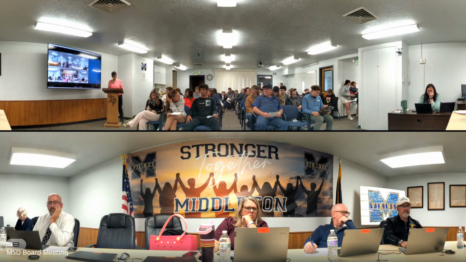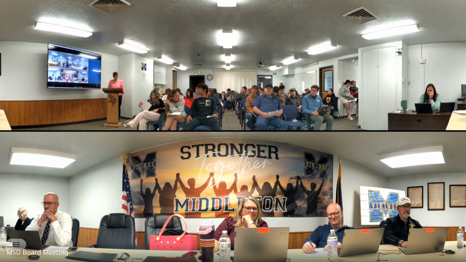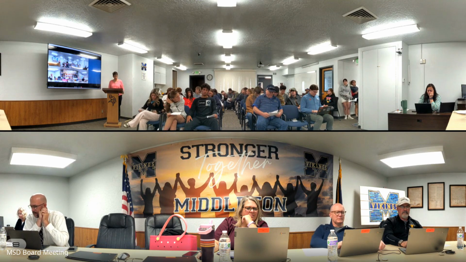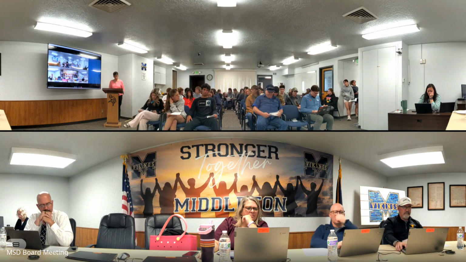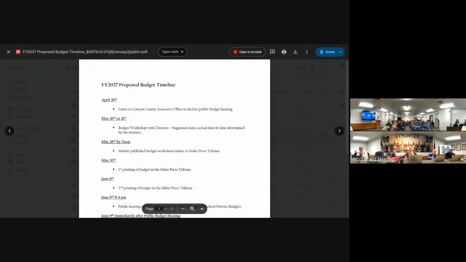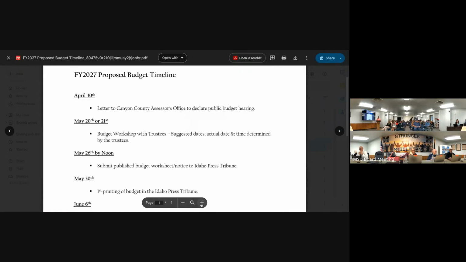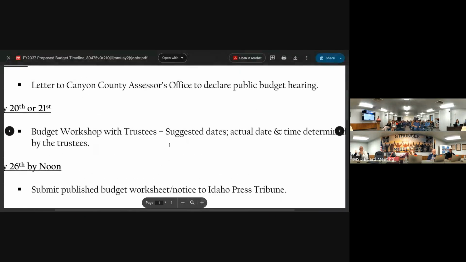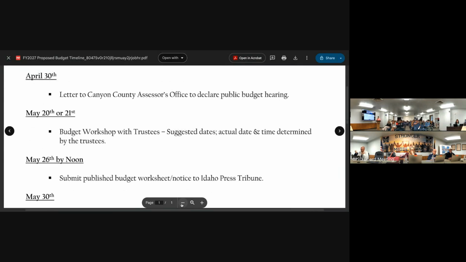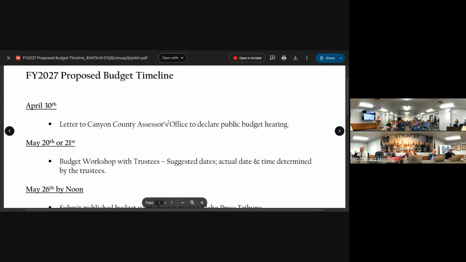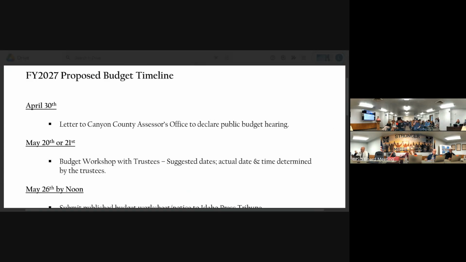Okay, it's my favorite time of year, budget time. I included in your board packet a proposed timeline. These are the dates that meet the required Idaho code. The one thing that, if we could get a decision on, if at all possible, is a scheduled budget workshop with our trustees. Other than that, everything else is right in line with Idaho.